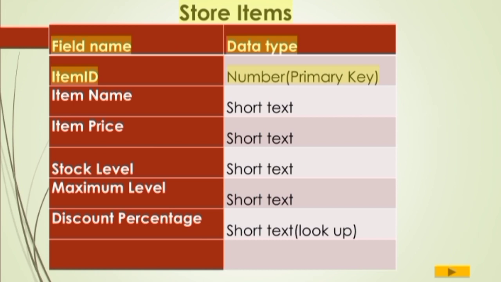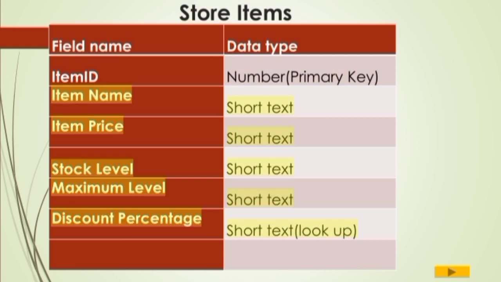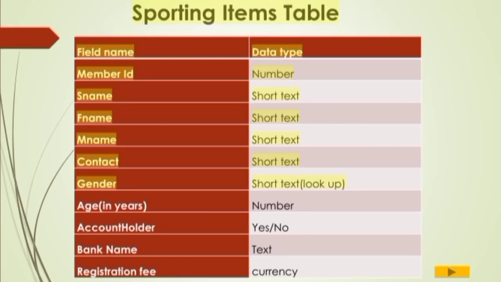Store items. Field name, data type. Item ID, number, primary key. Item name, short text. Item price, short text. Stock level, short text. Maximum level, short text. Discount percentage, short text lookup.